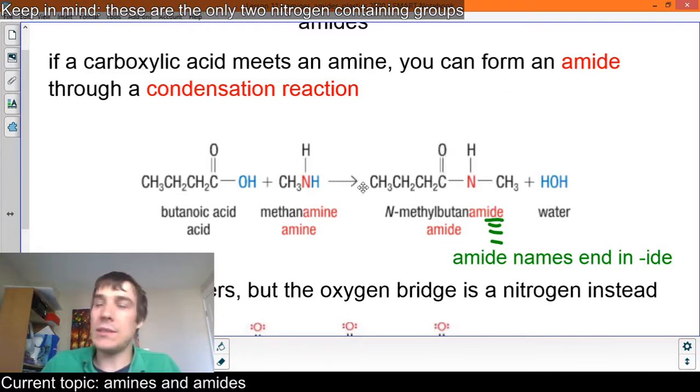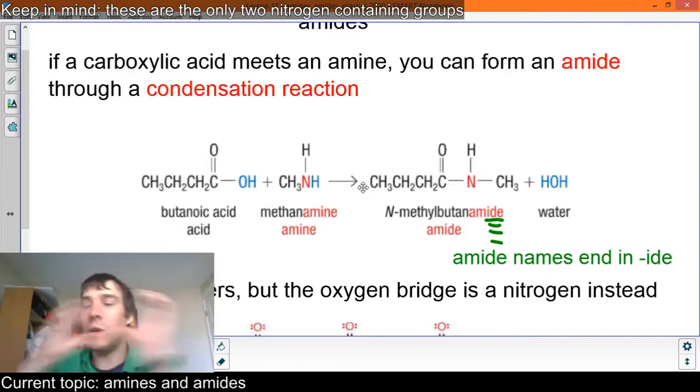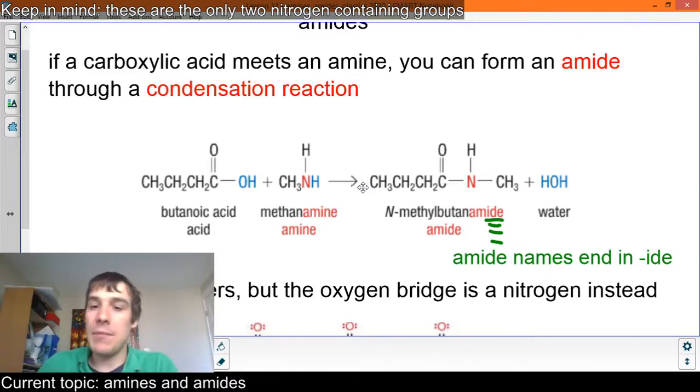Just like in an ester, you know which side came from the acid, and you know which side came from the amine. And just like an ester, they're named like that too. We name the primary chain the one that came off of the acid. They're named for the acid.